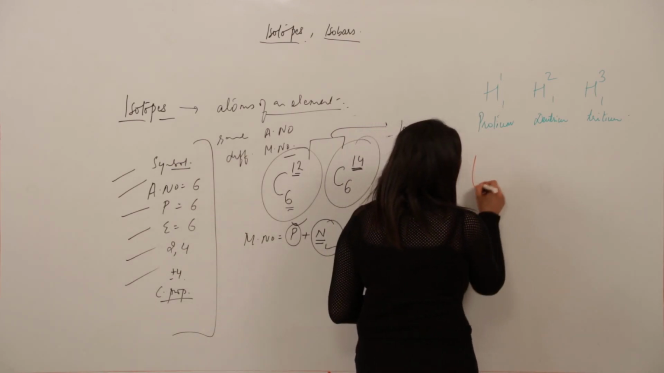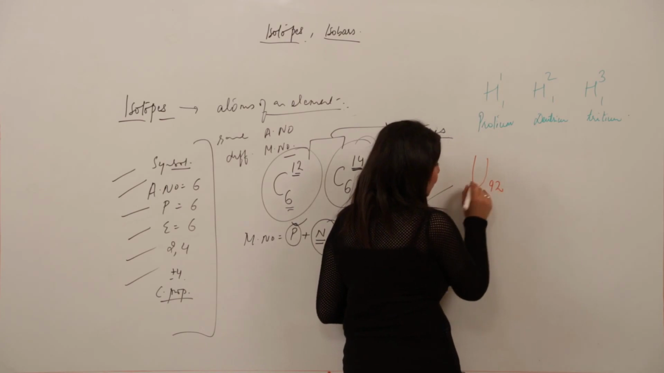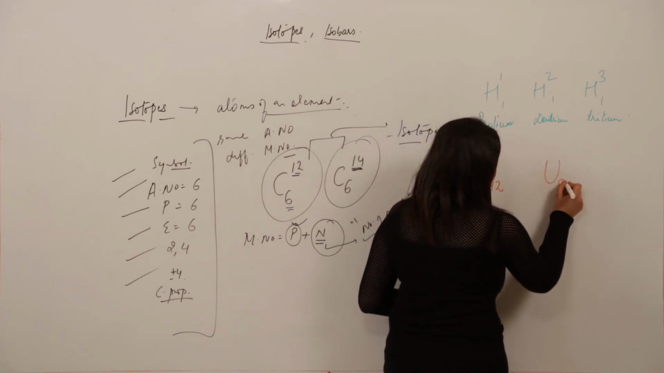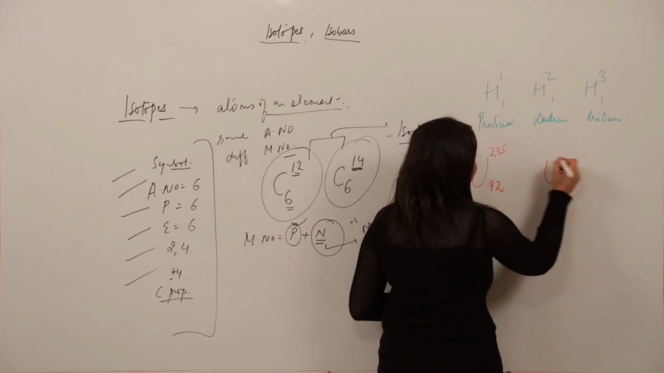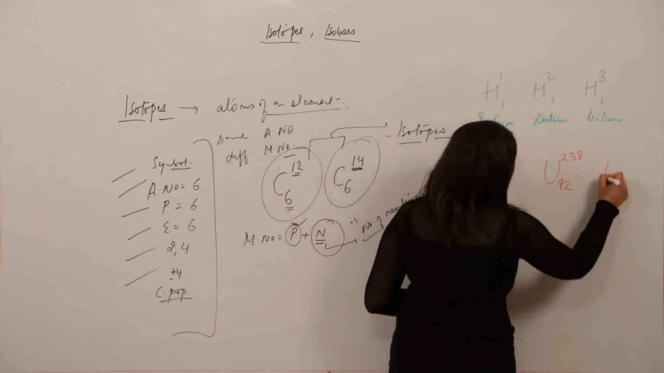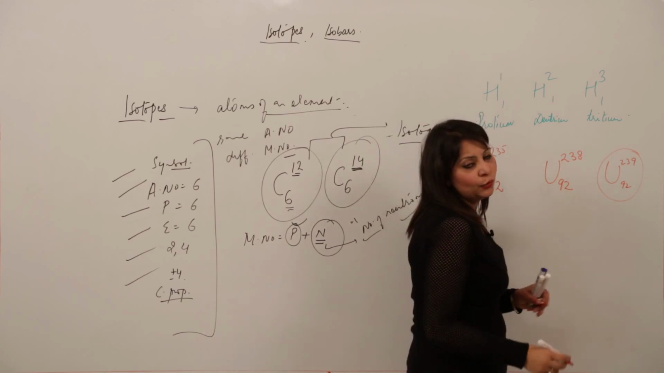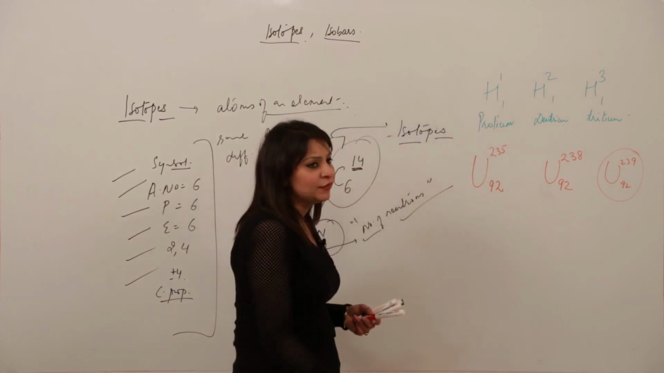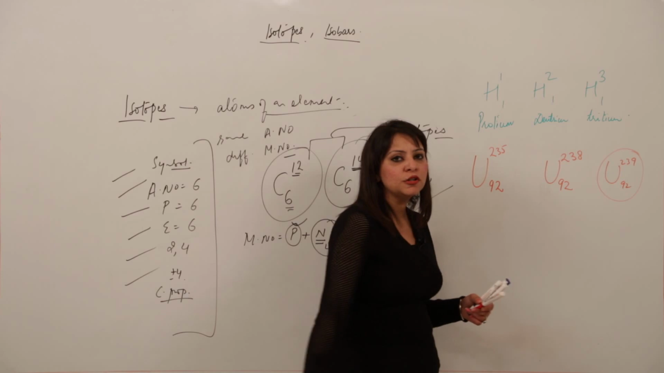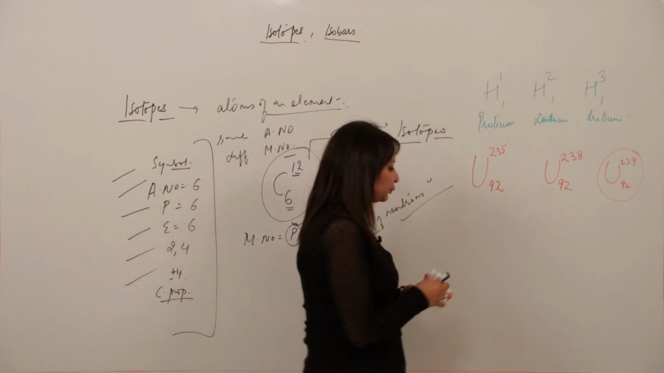For uranium, we know uranium has atomic number 92, and mass numbers 235, 238, and it also exists in nature as 239. The percentage is very low, but still it exists. You may not find this example in many books, but it does exist.